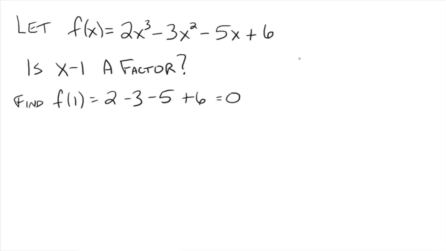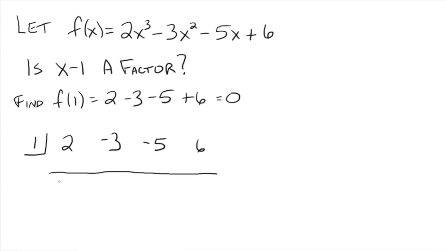Now that's fine and dandy, but we can actually do something else that would be even more useful. We can do the division. We can divide x minus 1 into f of x, and if the remainder turns out to be 0, then x minus 1 is a factor. We're going to use synthetic division because, well, we can. It's x minus a number here. So let's put 1 inside our little half box, and out to the right we have 2, negative 3, negative 5, and 6. Skip a line, draw a line, bring the 2 down, and go.